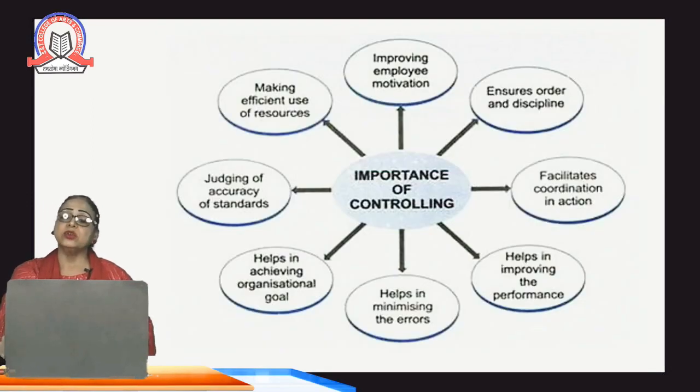Next is why controlling is to be done. What if we do not do controlling? Whenever we are moving on the lines of importance, it means the plus points of a certain topic, let us try to understand why controlling is very important. Controlling is important because of certain reasons. First is making efficient use of resources. We are making efficient use of resources for the purpose of controlling the wastages as well as eliminating drawbacks coming under any management process. Controlling is also important to improve employee motivation.